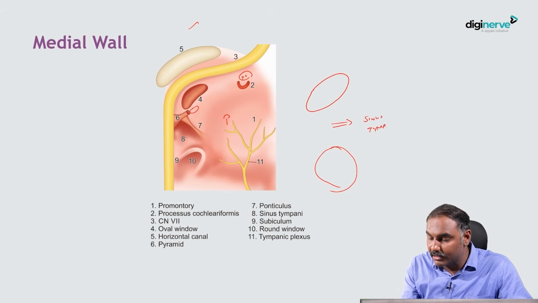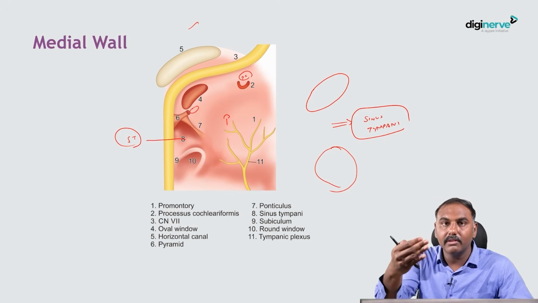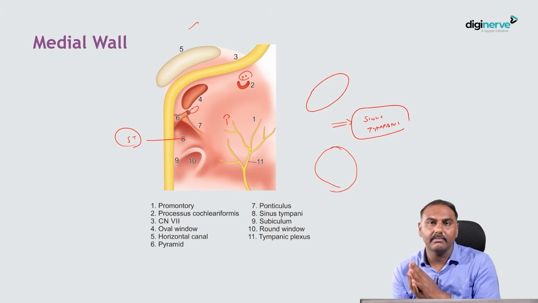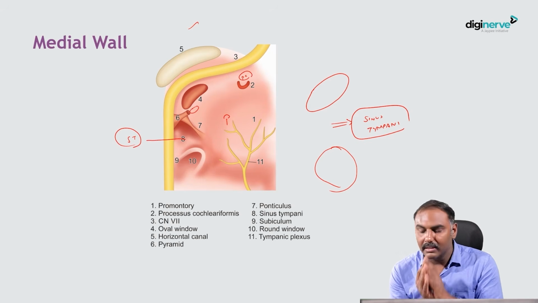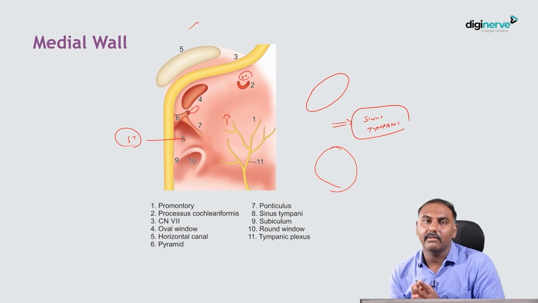Okay, we call that area the sinus tympani. A very, very important MCQ, sinus tympani. So this area is the sinus tympani. Sinus tympani is the area between the oval window and round window. There will be a dip. We call it sinus tympani. A very important MCQ: it is seen in which wall of the middle ear? It is seen in the medial wall of the middle ear.